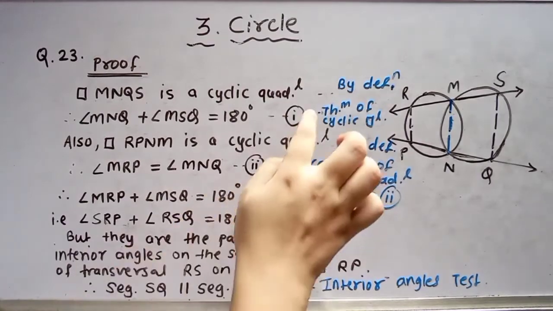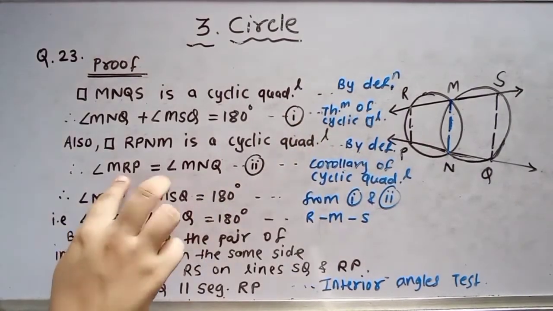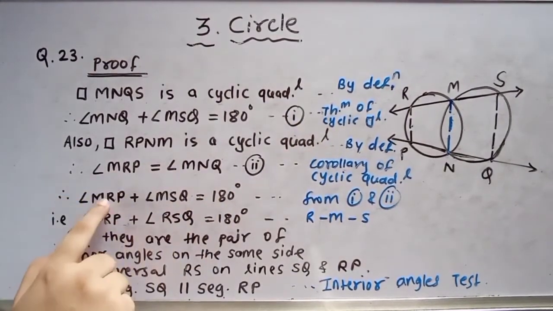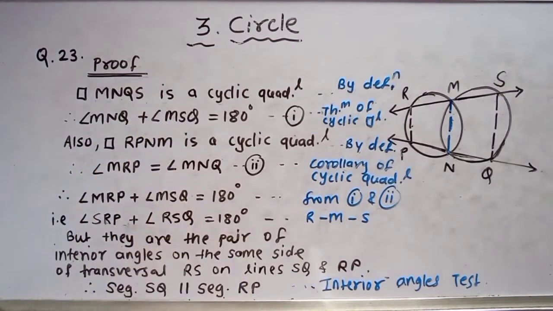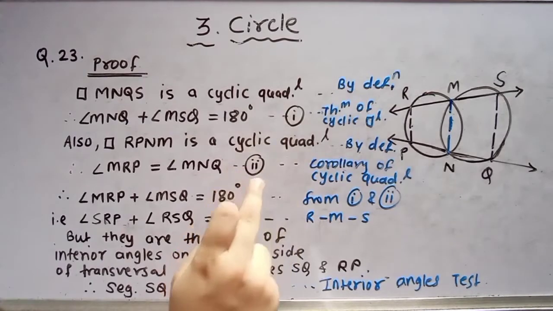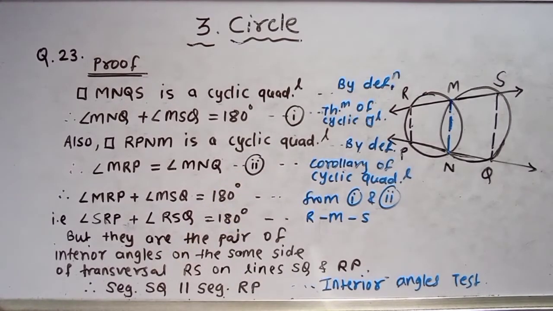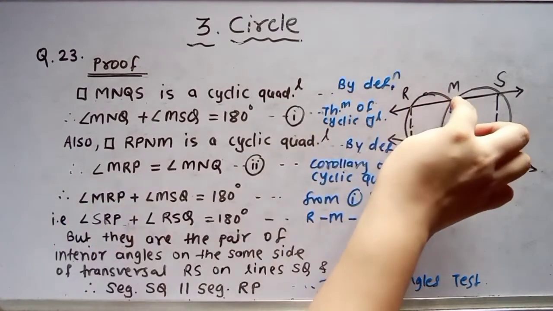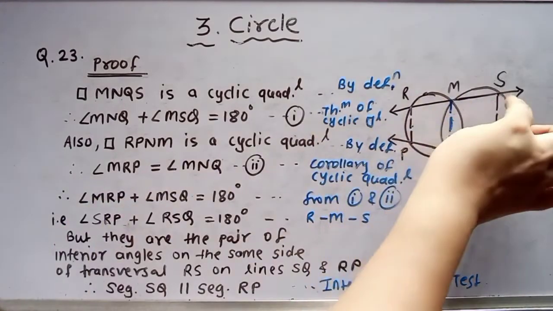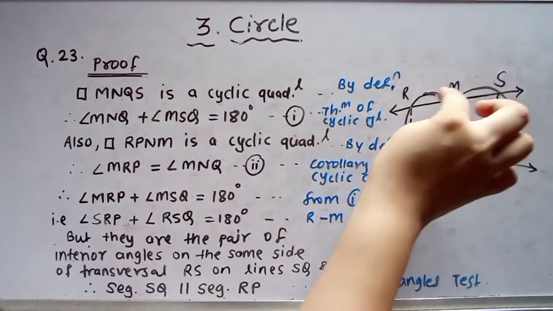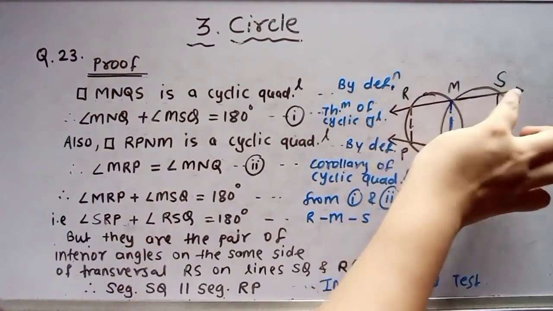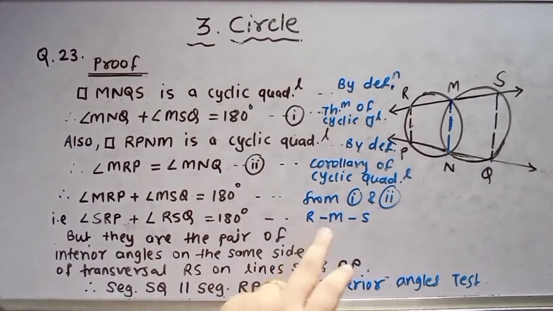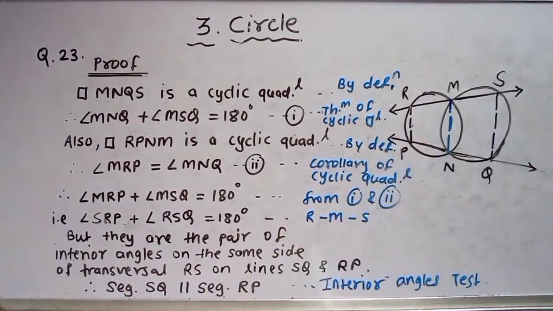Now from 1 and 2, instead of MNQ I can write MRP. So I am writing here angle MRP plus angle MSQ is equal to 180 degrees, from 1 and 2. So for MRP, what I can write? This angle is nothing but angle SRP, and MSQ is nothing but RSQ, yes or no? Reason is R-M-S.